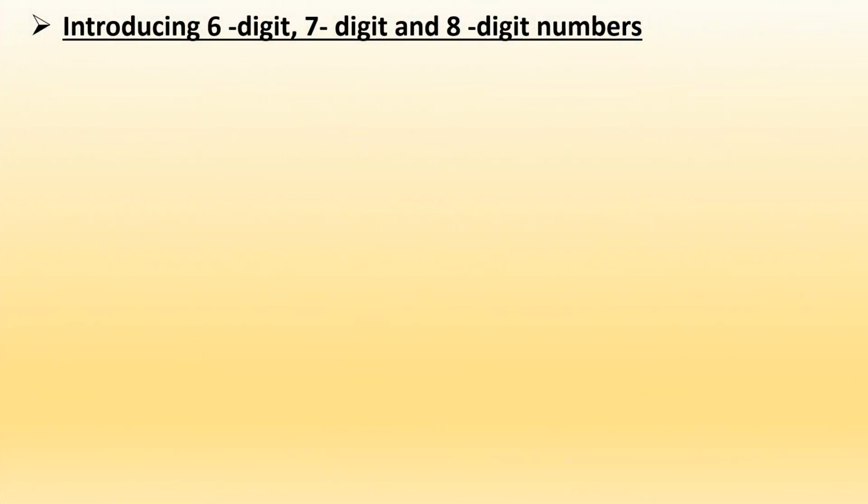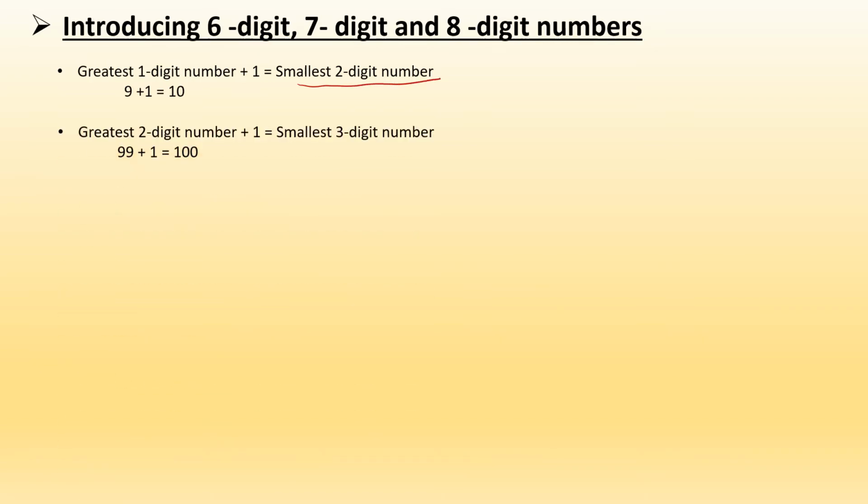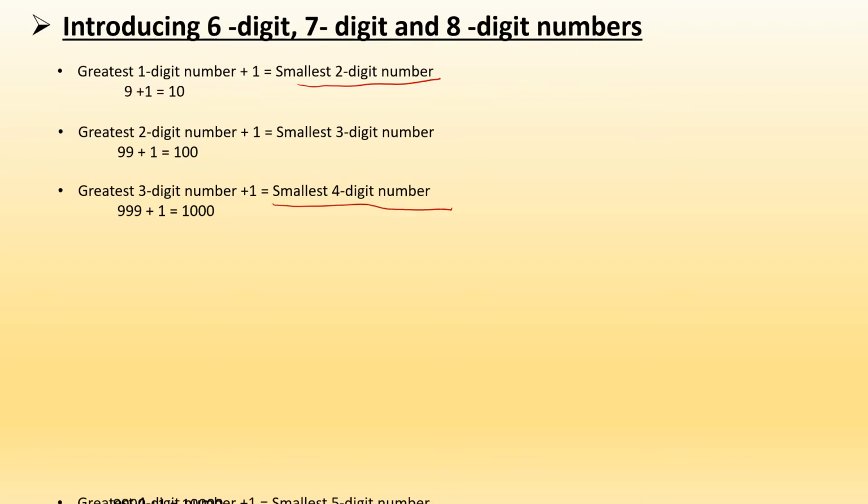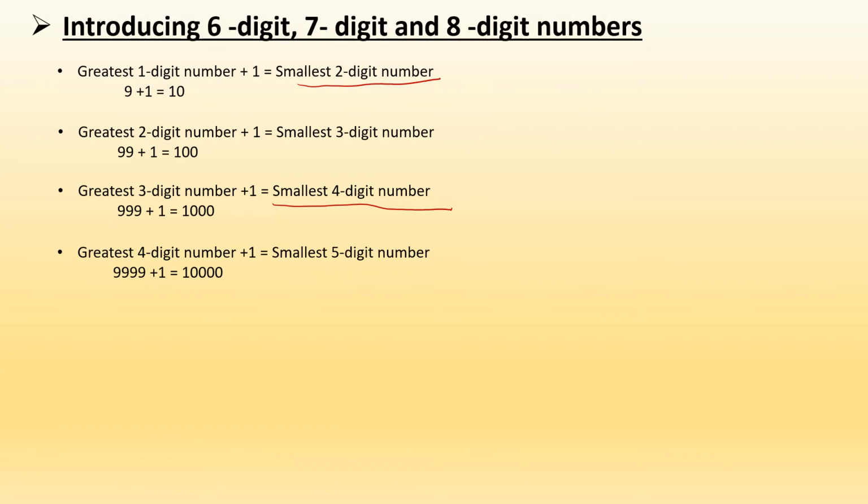Till now, you have learned up to 5-digit numbers and you know that the greatest 1-digit number plus 1 will give you the smallest 2-digit number. And again, the greatest 2-digit number plus 1 gives you the smallest 3-digit number. The greatest 3-digit number plus 1 gives you the smallest 4-digit number. The greatest 4-digit number plus 1 gives you the smallest 5-digit number.